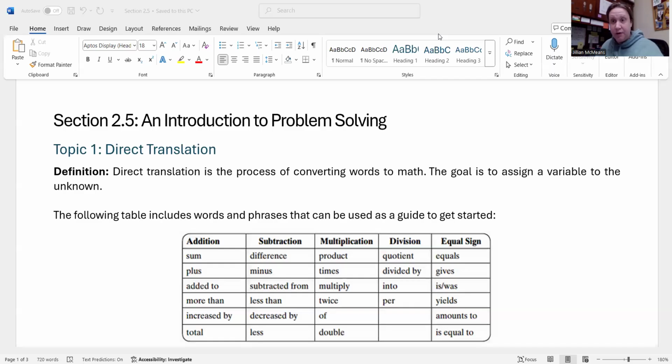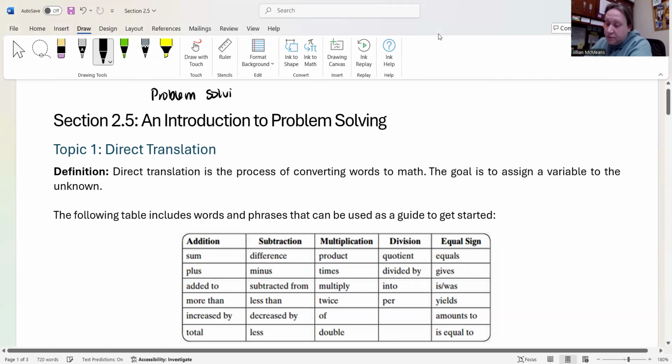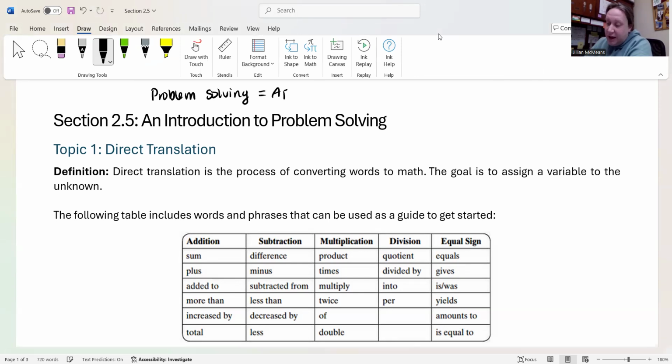The time has come for us to officially talk about word problems. So you will see this in math called applications or problem solving. Both just tend to mean word problems. So problem solving equals applications equals, generally speaking, word problems.